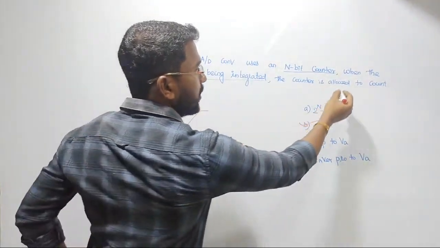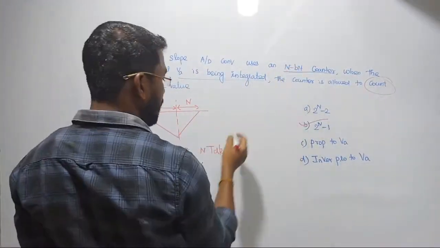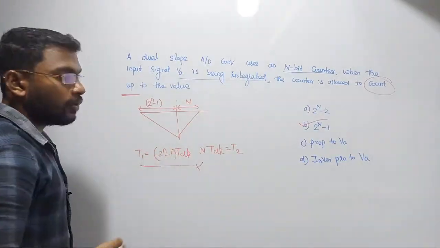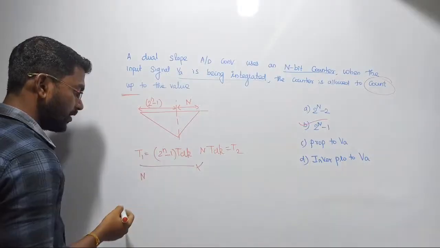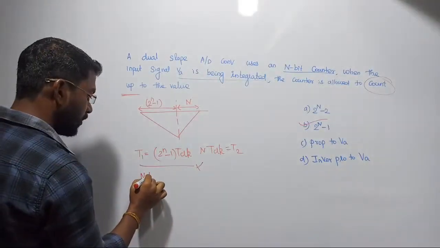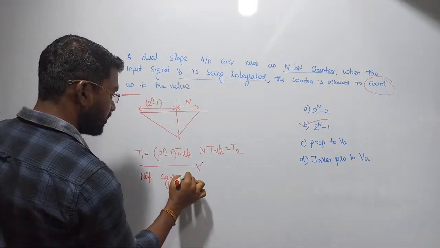Actually the question is, the counter is allowed to count up to maximum எவ்வளோ வரை count பண்ணும்? For an n bit counter, it is allowed to count up to what? 2 power n minus 1 only. That's all. If you are requested to find out the number of cycles, then that can be considered as n.